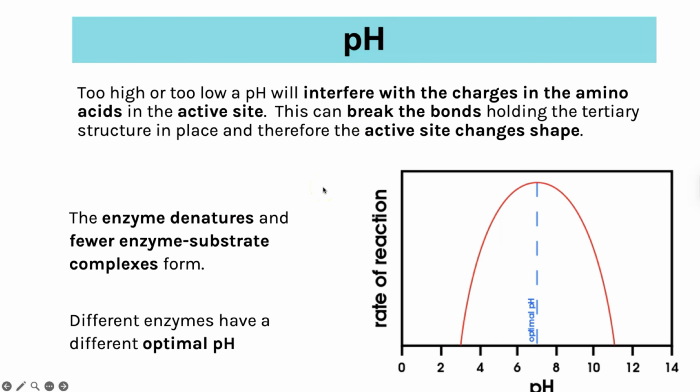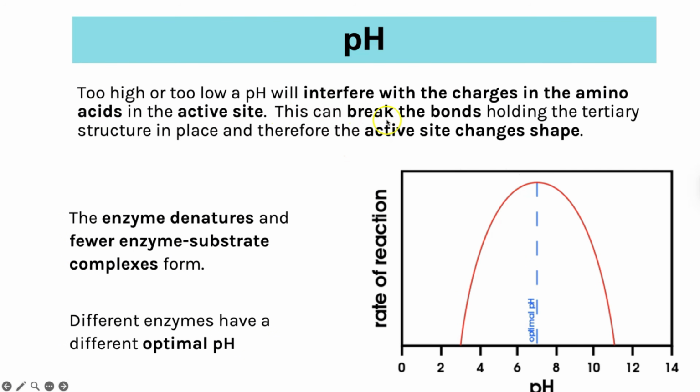With pH, too high, meaning too alkali, or too low, meaning too acidic a pH, interferes with the charges in the amino acid, and in particular, of relevance is the amino acids in the active site.